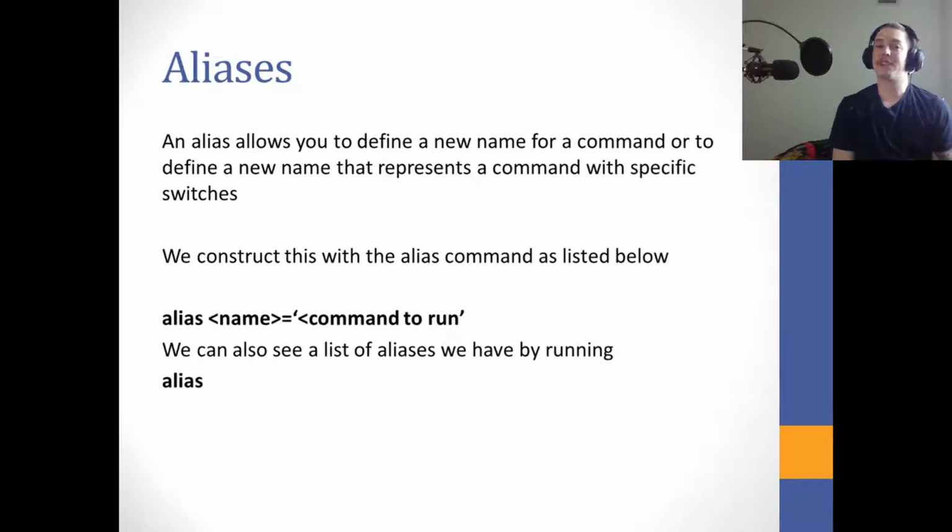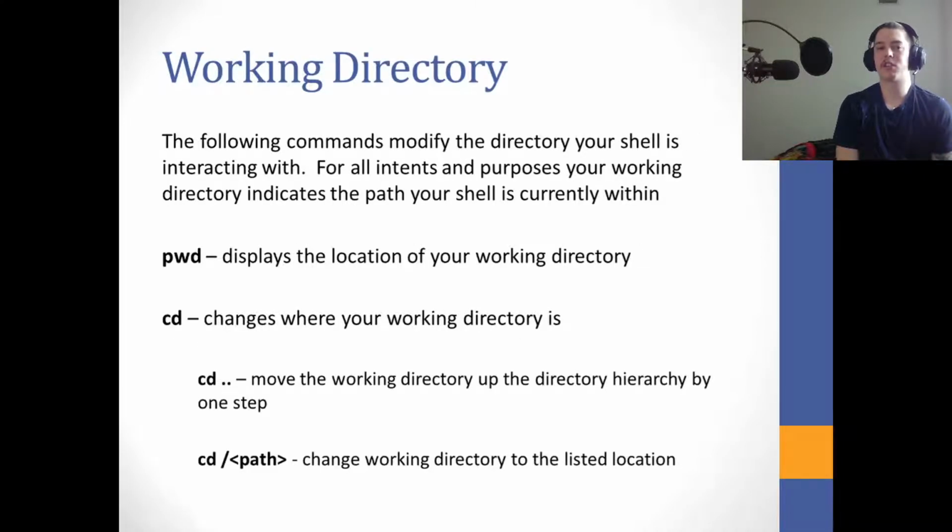Next, we have aliases. An alias allows you to define a new name for a command, or to define a new name that represents a command with specific switches. We construct this with the alias command as listed below. So you would type alias, whatever name you would want, and then the equals would be the command that you want to run.